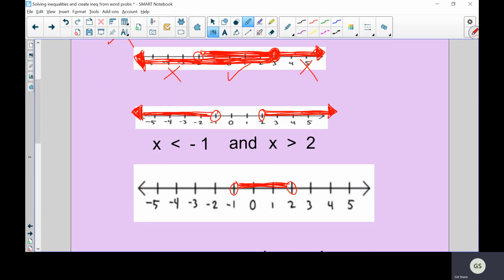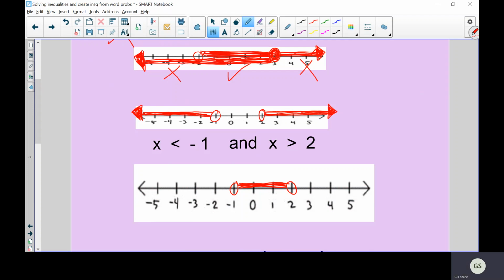So again, there are two ways to do this. I can test numbers from each section. Or what did I say about the shading? What has to happen for it to be a final answer in an and compound inequality? How do we know visually which section is the answer? We shaded it twice. Where did these lines overlap? Nowhere, right? This line never crosses over the top of that line.